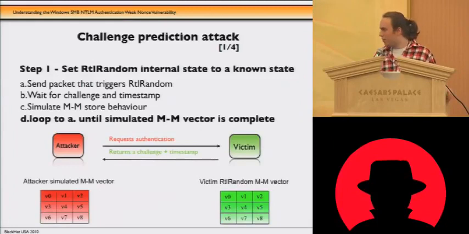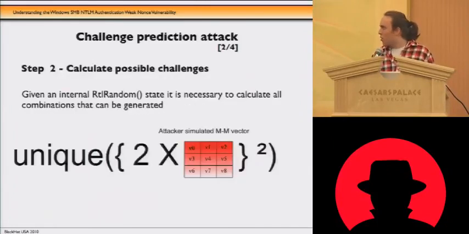So once we have that internal state, we can go to the next step and calculate all the possible challenges that can be generated with that internal state. The simplest way is to get the combination of all those values, but we can also try to guess which values are going to be issued. Still, the simplest way is to combine all the values.